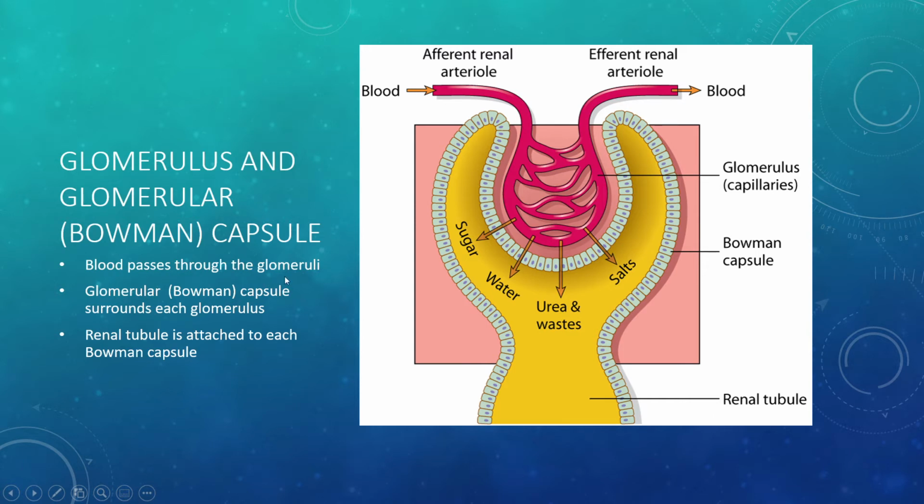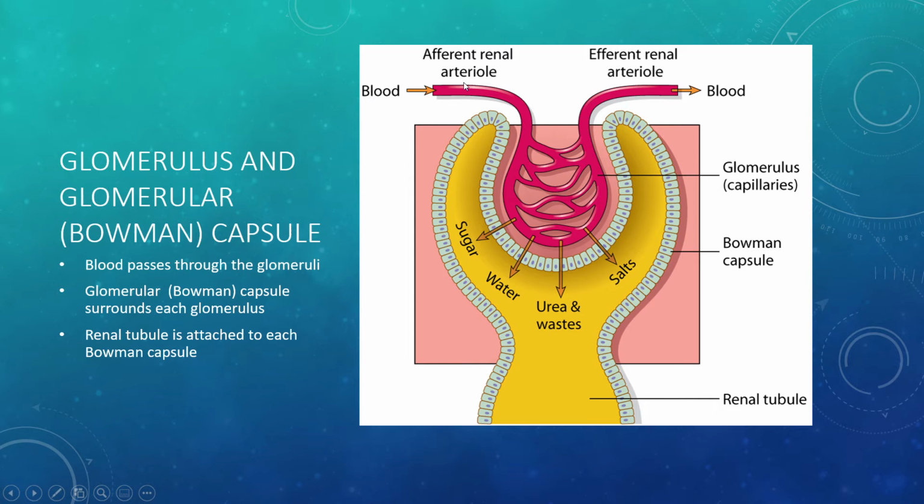So blood passes through the glomeruli, plural. The glomerular capsule surrounds each glomerulus, and the renal tubule is continuous, as in attached to, the renal capsule. Note that the renal capsule is made of a single layer of cells. We would refer to this as being simple. Simple tissue is single layered.